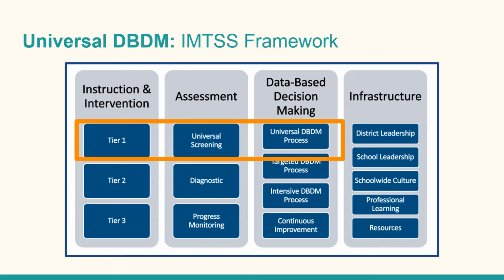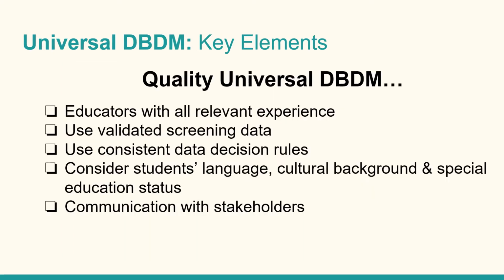We want to bring to mind again this graphic that may be familiar to you now. The highlighted box reminds us that the Universal DBDM process involves Tier 1 instructional practices and screening data for all students. As a reminder, from Module 1, Quality Universal or Tier 1 DBDM includes educators with all relevant areas of expertise, uses validated screening data, uses consistent data decision rules, considers students' language, cultural background, and communication with stakeholders.